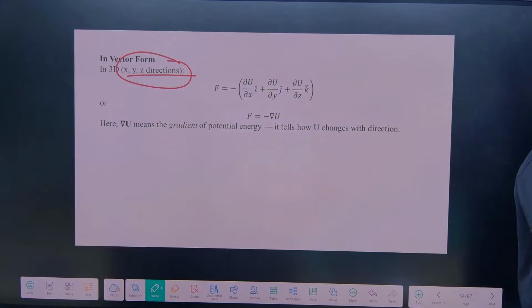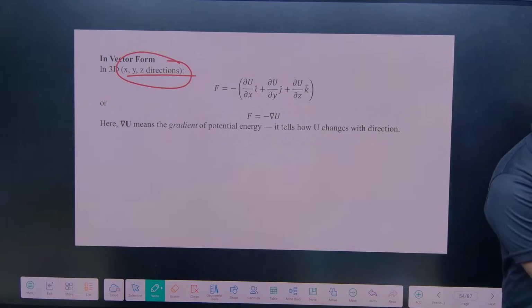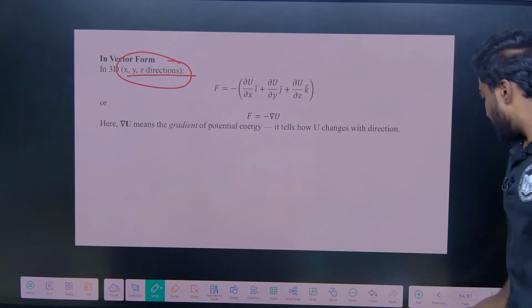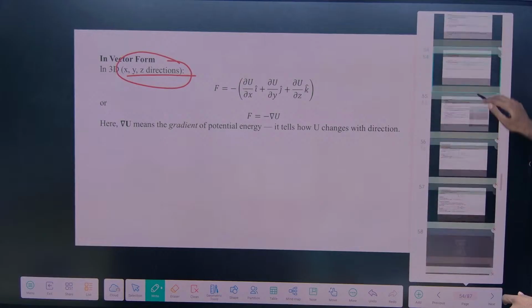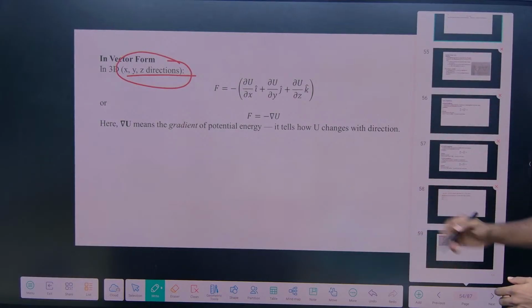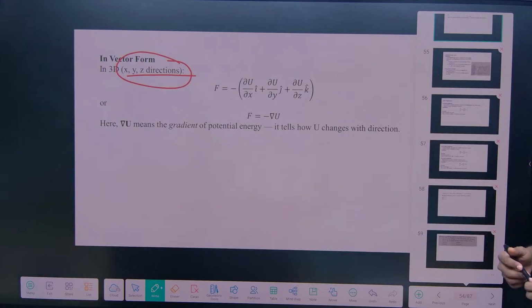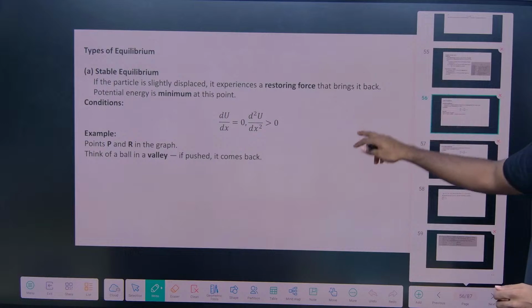We'll go for the problems now. Before that, we'll see the types of equilibrium.